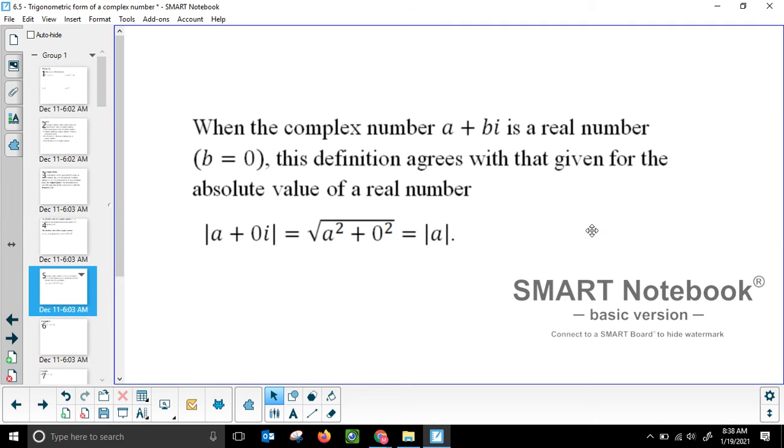All right, when the complex number a plus bi is a real number, that means that the imaginary part, b, is equal to 0. This definition agrees with that given for the absolute value of a real number. So, of course, plugging it into our equation, we would just get the absolute value of a.